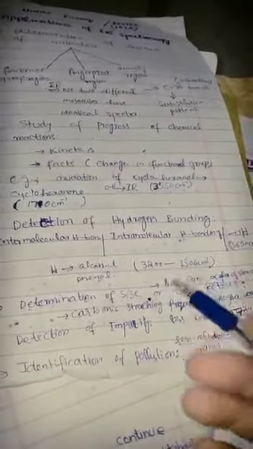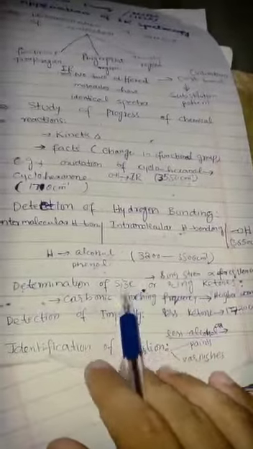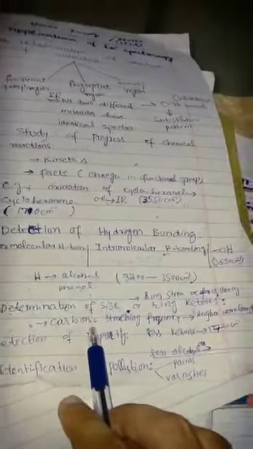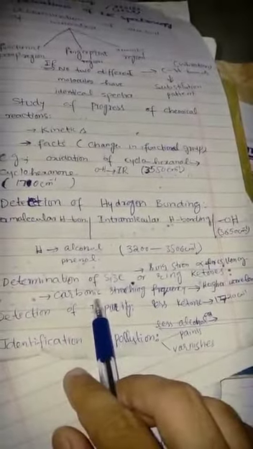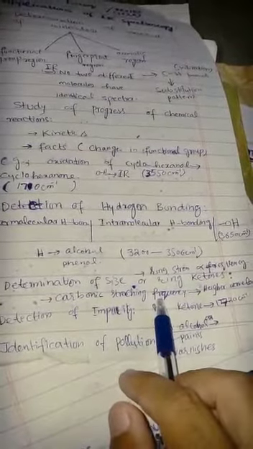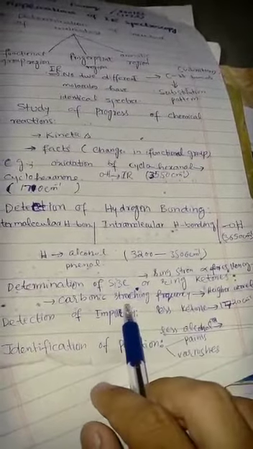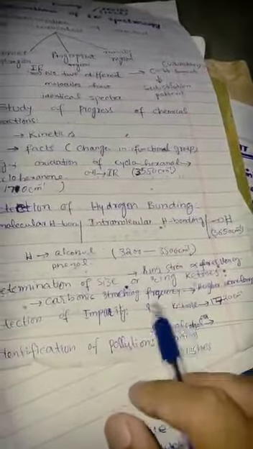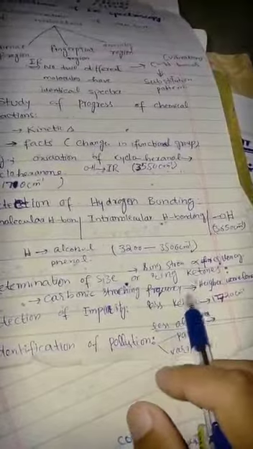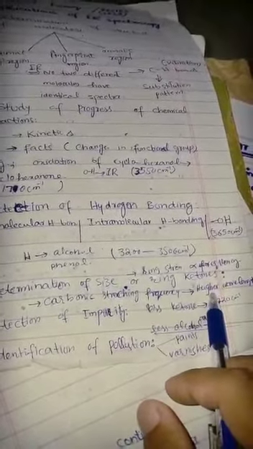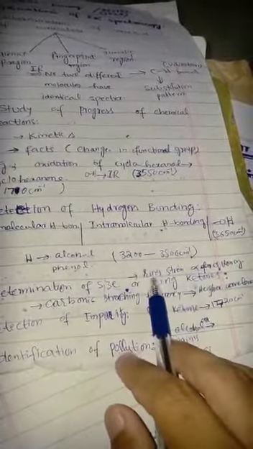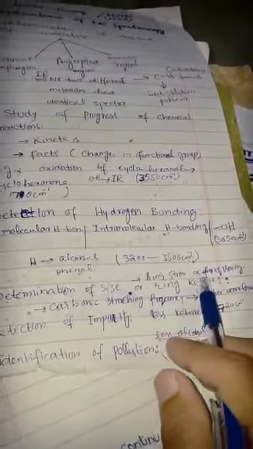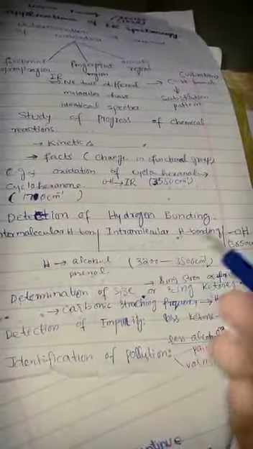Next, number 4 application is determination of size or ring of ketone. We can also determine the size of ring of ketones by carbonyl stretching frequency. As we know, the carbonyl stretching frequency becomes higher with the increase in strength of the carbonyl bond. That is, we can say that ring strain is directly proportional to frequency. As the ring strain increases, the frequency increases.